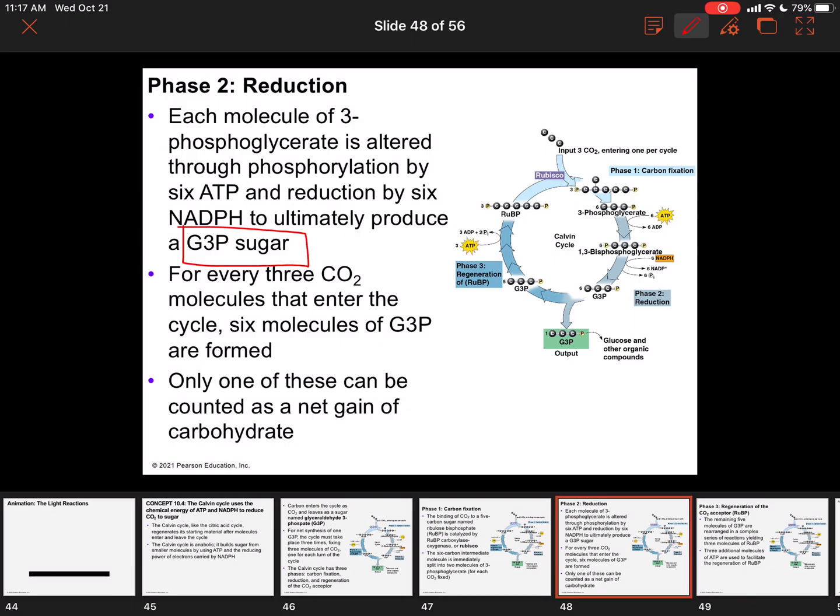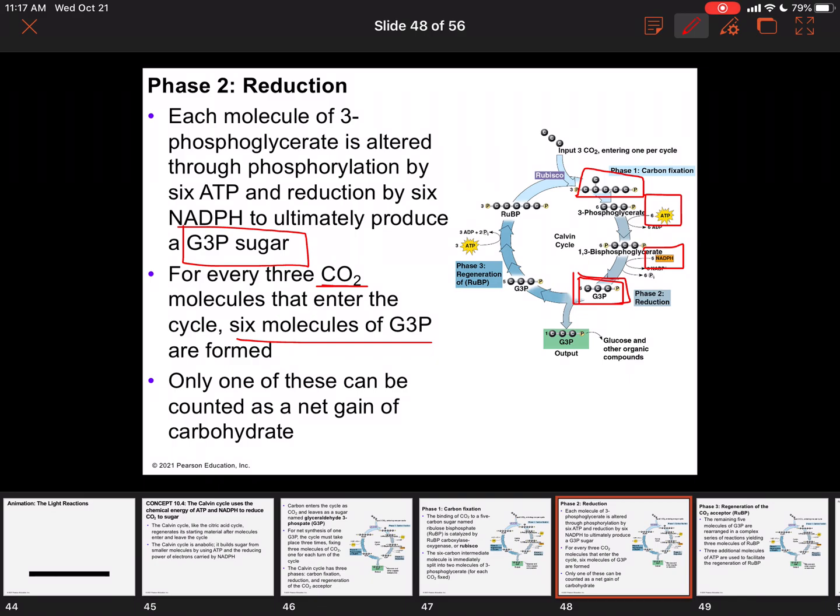And so NADPH and ATP will be used to break this 6-carbon molecule into 2 of these G3P molecules, okay? So that's our main things that we're starting with here. So for every CO2 that comes in, we're going to make 6 of these molecules. There's 6 of these right here, okay? I said 2, but I meant 6.